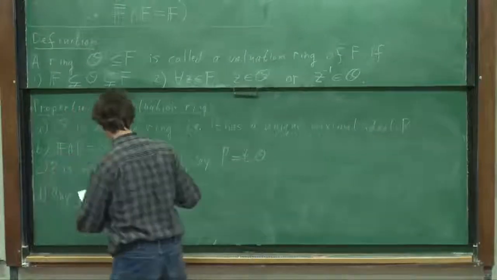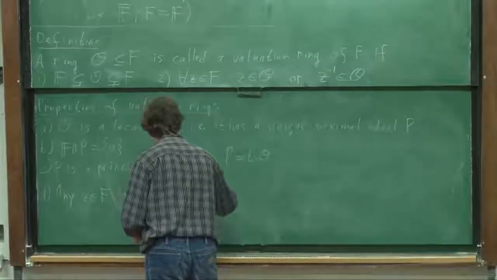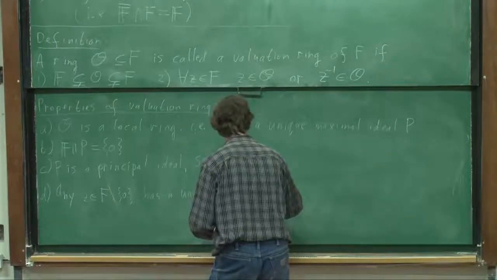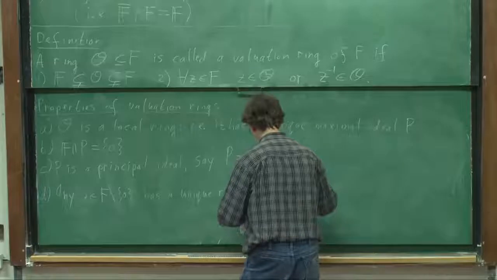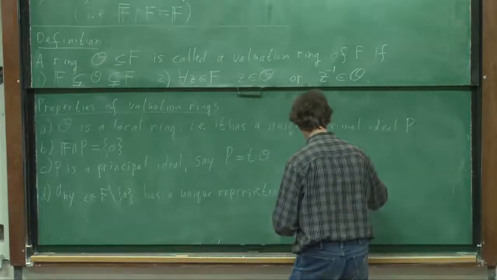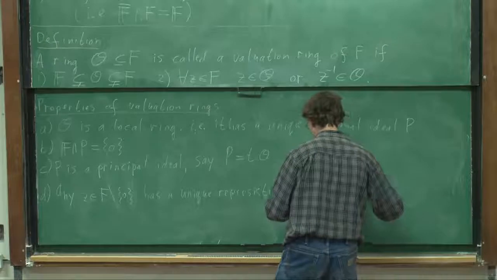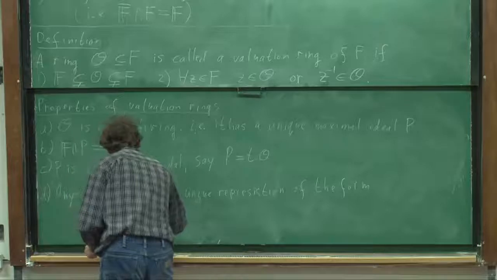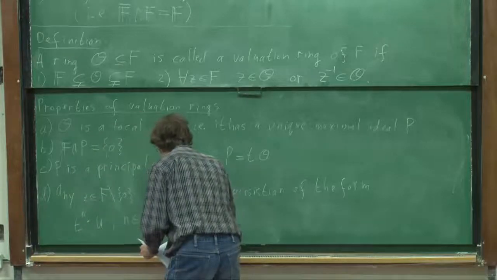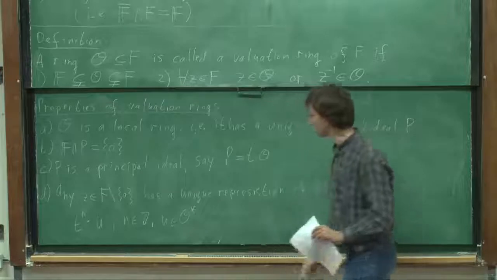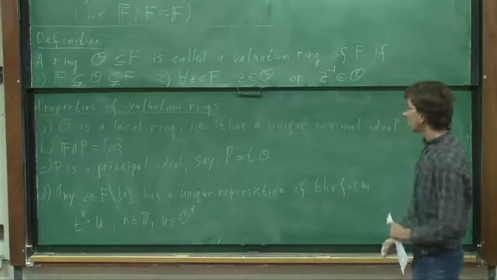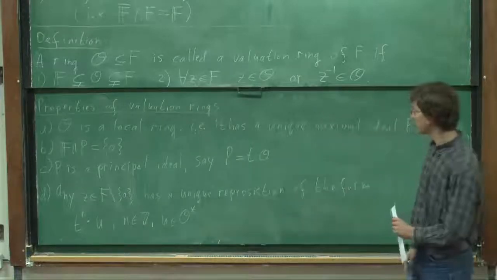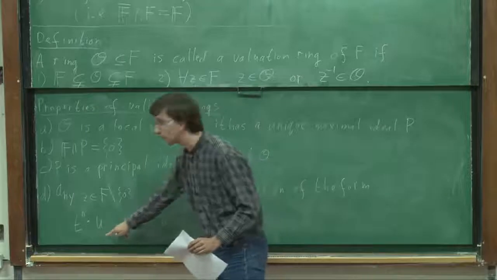any element from the function field can be written down in a particular way, namely you can write it as t to the n times u, where n is some integer and u is an element from the units of this ring. Yeah, so this has to be read in the following way, that once we have picked this generator, then any element can be written uniquely in this way.